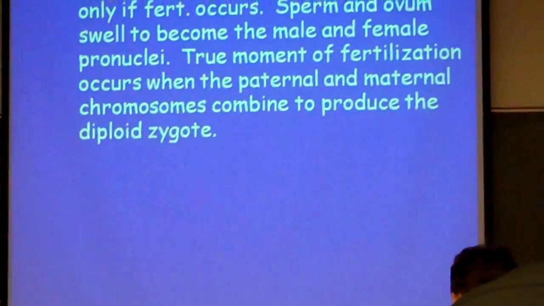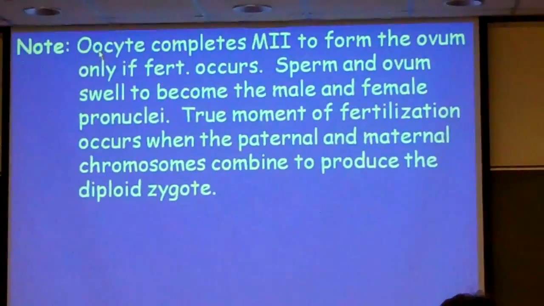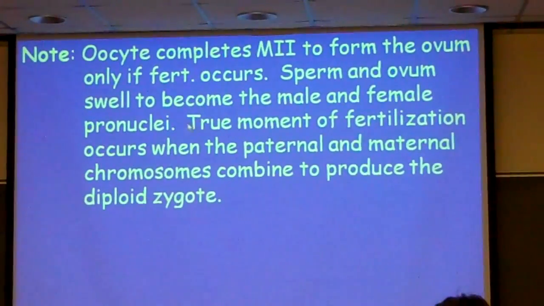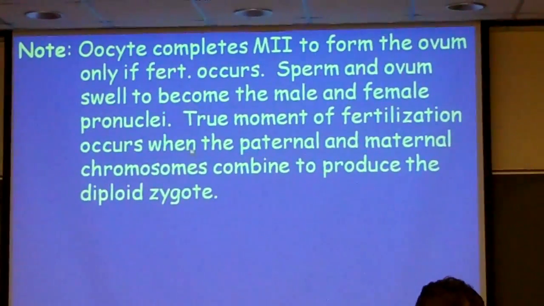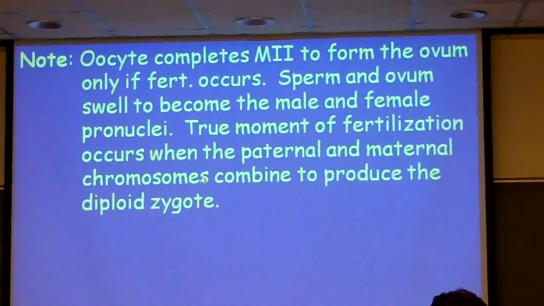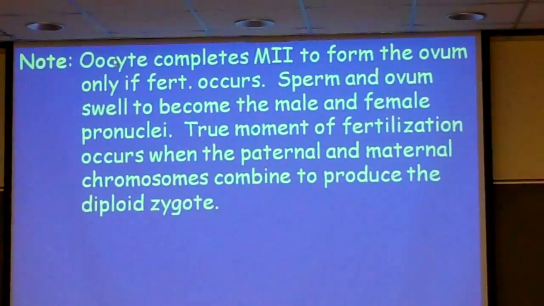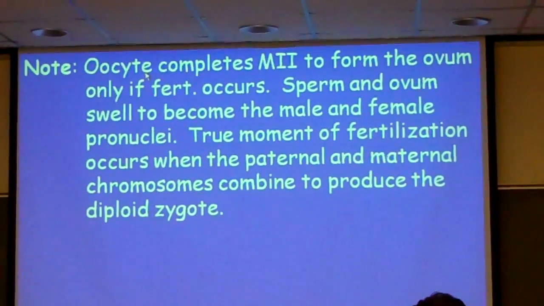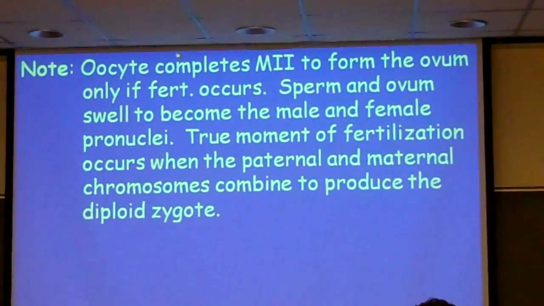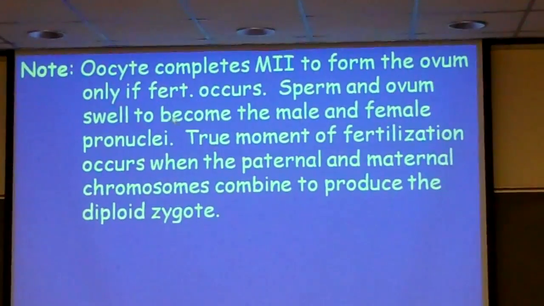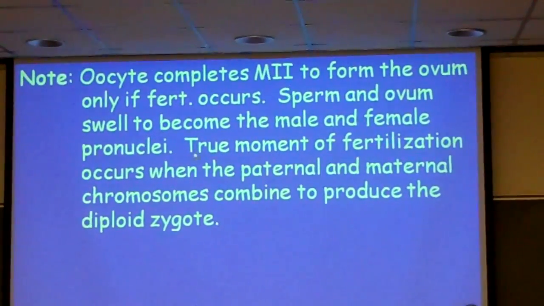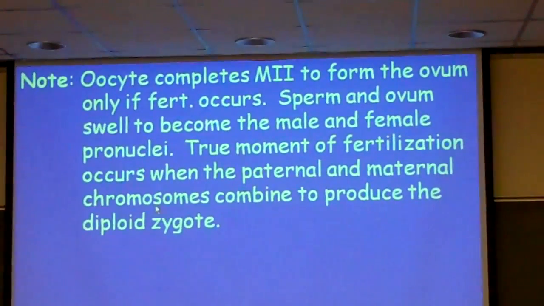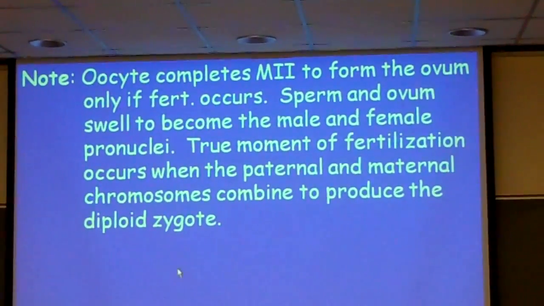And this is going to show it. Now, right here, now notice this. Oocyte completes meiosis, okay. Sperm and ovum, okay. True moment of fertilization occurs when the paternal and maternal chromosomes combine to produce a diploid zygote. But the oocyte completes. Now, one thing I didn't put in here, maybe I have a diagram. Sperm and ovum swell to become the male and female pronuclei. True moment of fertilization occurs when paternal and maternal chromosomes combine to produce the zygote.